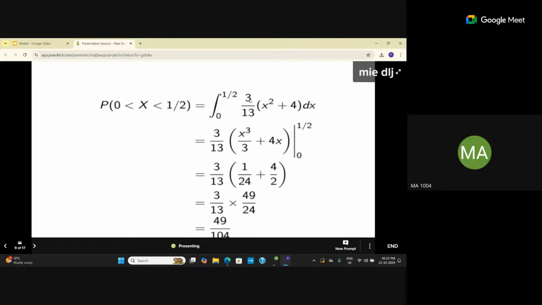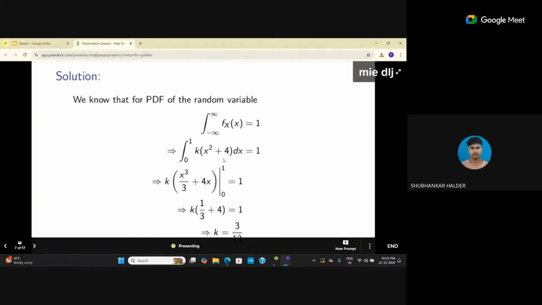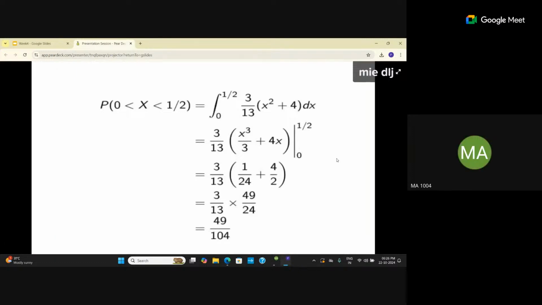So what you have to do here, you just need to integrate the PDF over the given range, which is 0 to 1 by 2 here, right? And the value of k we have found out, which is 3 by 30. Okay. So we put the value of k and then we integrate it. Okay. So x squared will become x cubed by 3, and 4 will be 4x. And then we will put the limits. Okay. And this probability will be 49 by 104. Is it clear? Yes, ma'am. Any doubt? No.